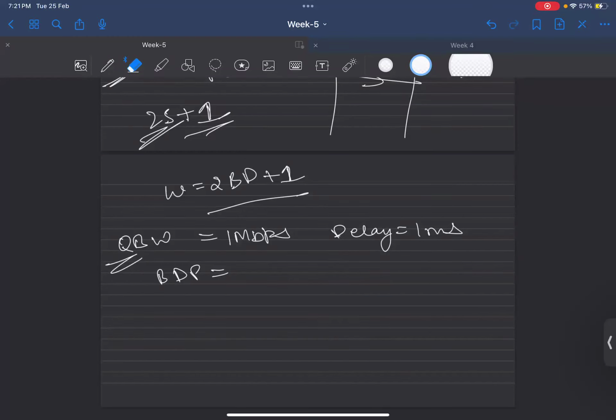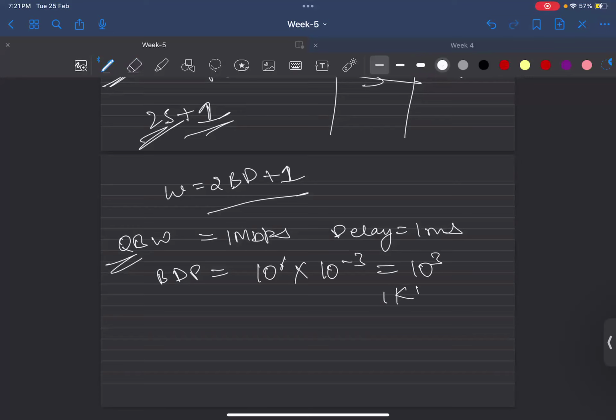Absolutely correct, Narendra, Aman, Savita. It's basically 1 kb, not kbps. It's like 10 raised to power 6 into 10 raised to power minus 3, that is equal to 10 raised to power 3, which is equal to 1 kb.